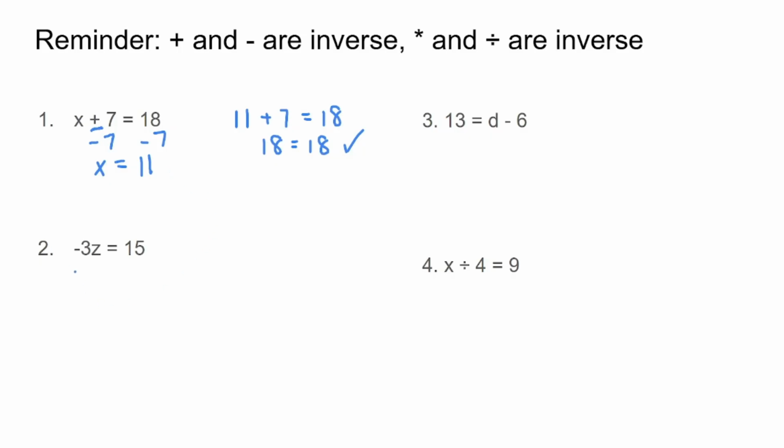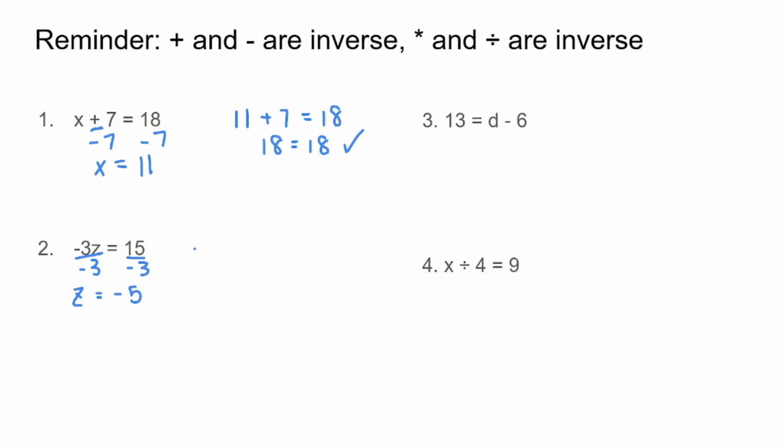The next question is negative 3z equals 15. Negative 3z is negative 3 multiplied by z, so it's multiplication. The inverse for multiplication is division, so let's divide on both sides. We're going to divide by negative 3 on both sides, and we're going to get z equals negative 5.